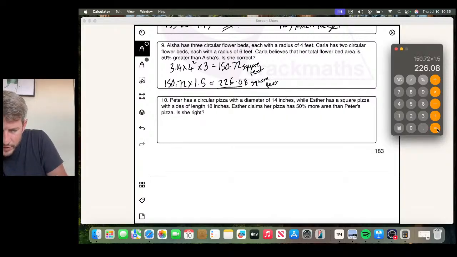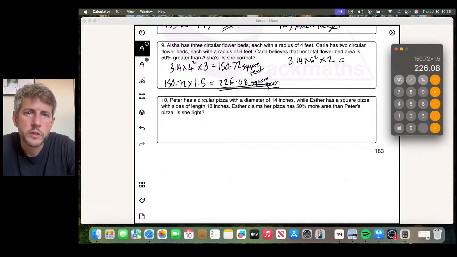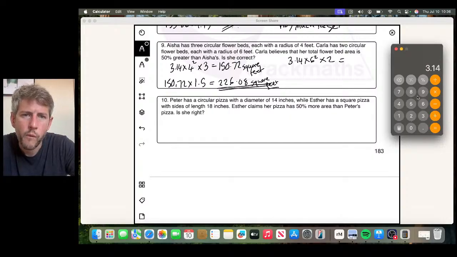I'm just going to underline this because this is what we're comparing. And then Carla has 2 flower beds that are 6 feet radius. So we've got 3.14 times 6 squared, and then we've got 2 of them, so we'll times that by 2. So this one here will equal 3.14 times 36, because that's what 6 squared is, times 2.